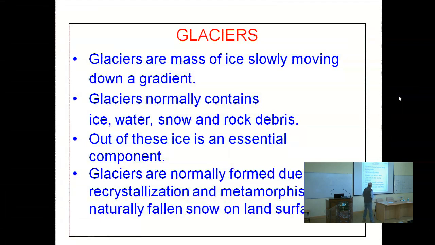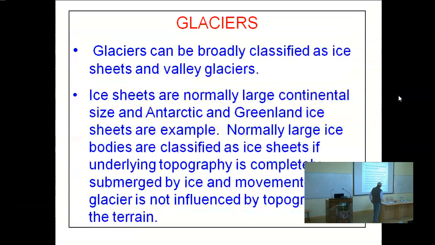So remember, these are important things. Out of this, ice is the essential component, and glaciers are normally formed by the recrystallization and metamorphism of naturally fallen snow on the land surface. We have looked into this issue. So now let us look into how glaciers can be broadly classified as ice sheet and valley glacier.